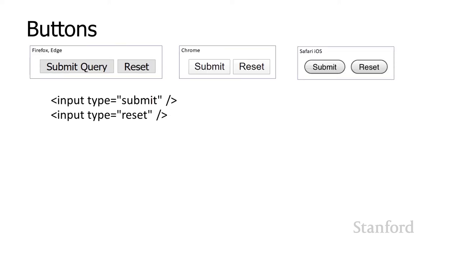And so you can see here in Firefox and Edge, if I don't have a value on these, instead of saying submit, it actually says submit query, whereas Chrome says submit. And Safari iOS says submit. So, if you want to make absolutely sure that the text on these buttons appears the way you want, go ahead and add in a value.